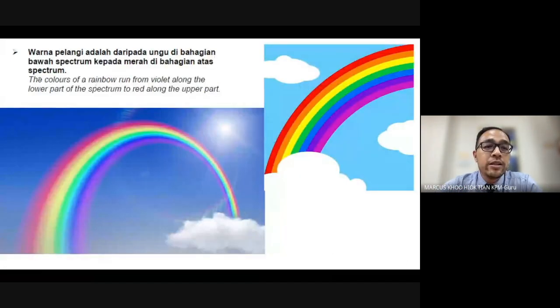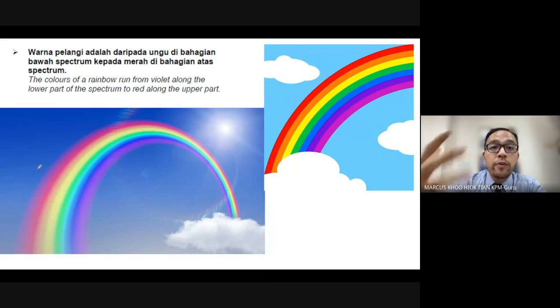The colors of the rainbow run from violet along the lower part of the spectrum to red along the upper part. And usually in a rainbow, red is the one that we see the most. I hope you remember from the previous topic, the reason why we see red the most is because red has the biggest wavelength. So all these are somehow connected.